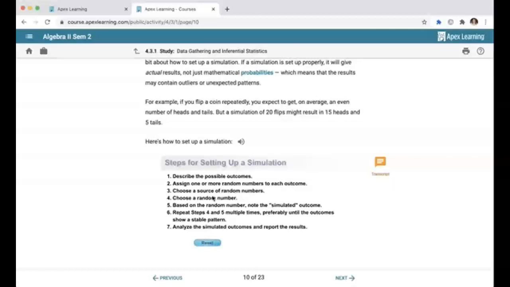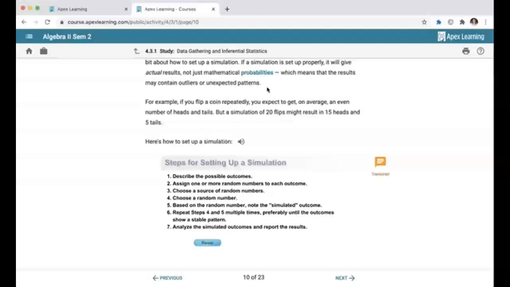So you can have what's called a random number generator. It will generate numbers, and then you choose that random number and write down the outcome. So if you said 1 is heads, everywhere you see a 1, you write down heads. Everywhere you see a 0, you write down tails. And you repeat that until there's a stable pattern.